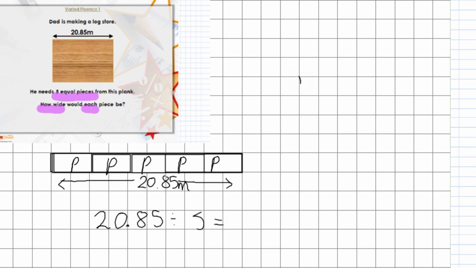So it's just short division, and it works exactly the same as division with an ordinary number without decimals. 5s into 2 goes 0 times, 5s into 20 goes 4 times. Into 8 it goes once, remainder 4, and 5s into 45 goes 9 times. So the answer would be 4.19 meters for each piece of wood.